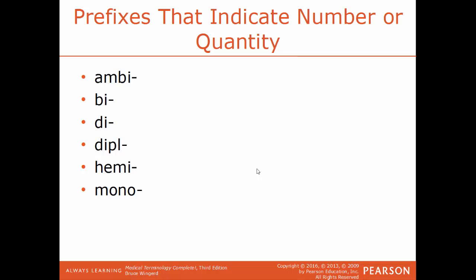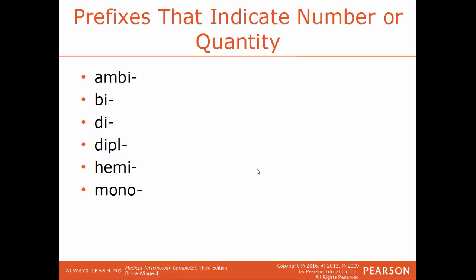Our prefixes that indicate number or quantity. Ambi means both sides. So someone who is ambidextrous can use both hands with equal strength. They can write left-handed or right-handed. They are ambidextrous. Bi and di, they both mean two. So a disaccharide means 2 sugar units. The next one, dipl, also means 2. So if you're talking about the number of chromosomes, for example, a diploid cell will have 2 sets of chromosomes.